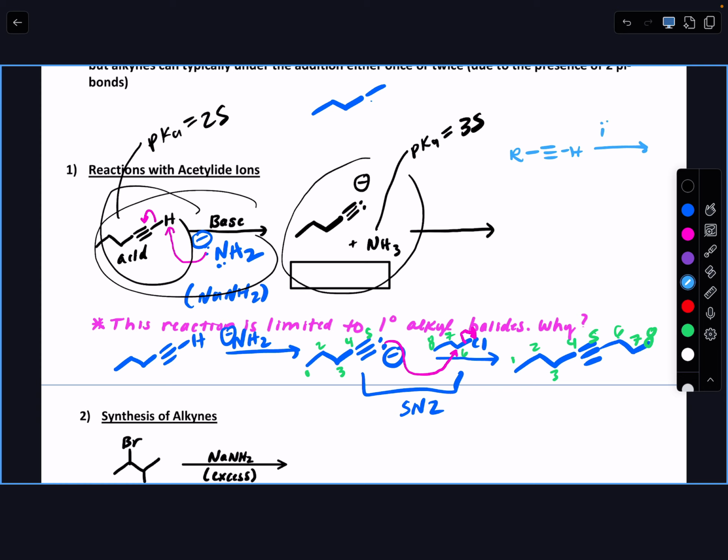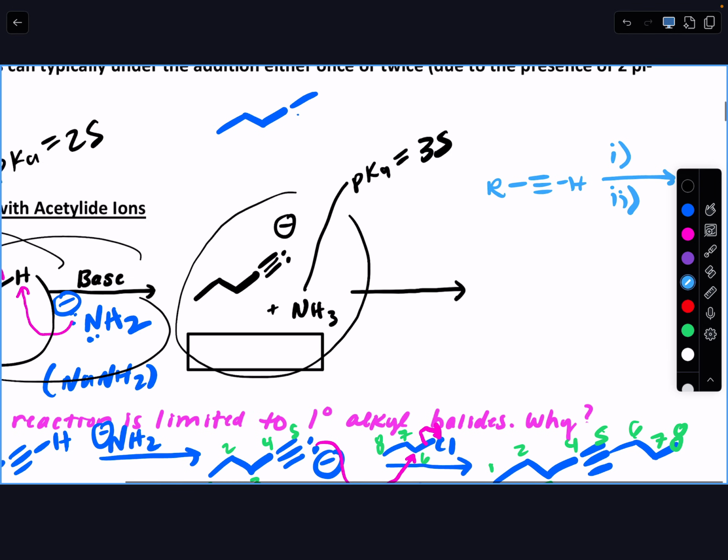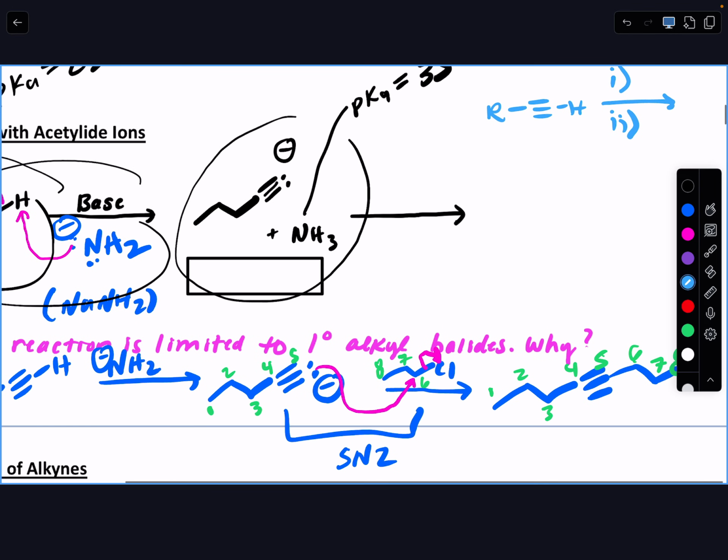We'll usually give it Roman numerals. This isn't a formal rule, but I usually use lowercase Roman numerals to show that it's not 2 reactions, it's just a 2-step reaction. It just means everything's in a flask, I add the base, I wait a few minutes, then I toss in the alkyl halide, I get a product. So it's still really one reaction, but you're adding reagents in separate steps.